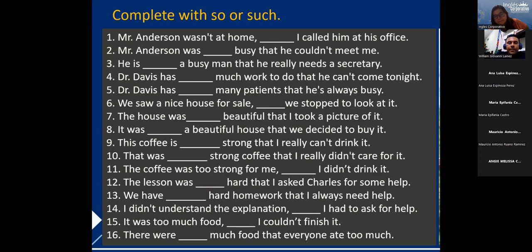Number eight. It was such a beautiful house that we wanted to buy it. Okay. That one. This coffee is so strong that I really can't drink it. Number 10. That was such strong coffee that I really didn't like it.